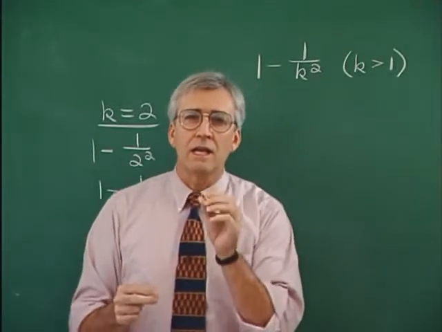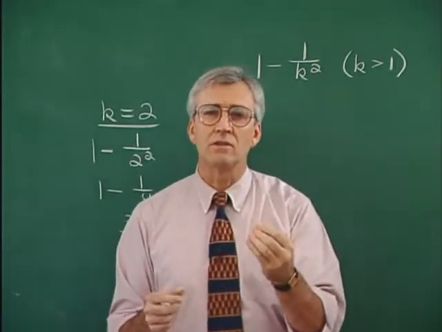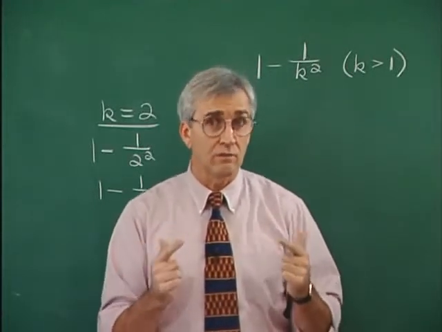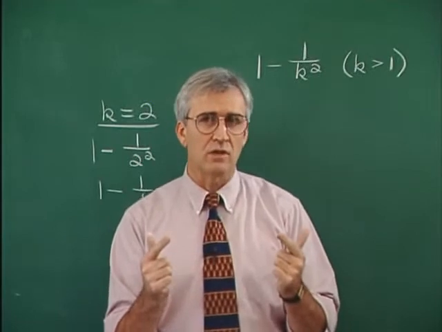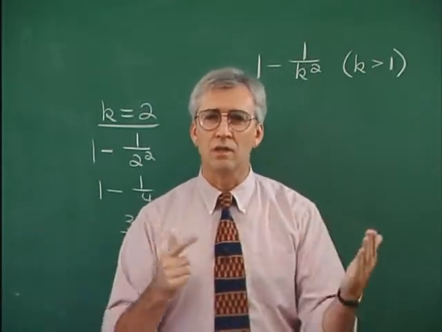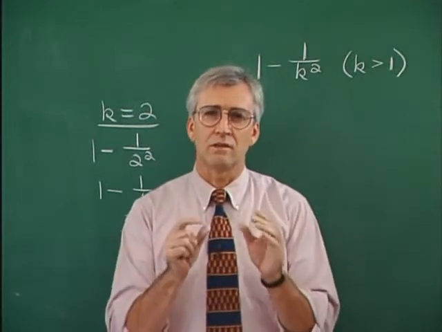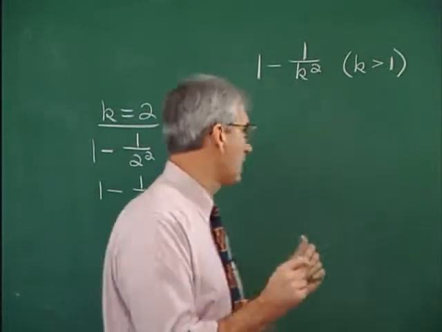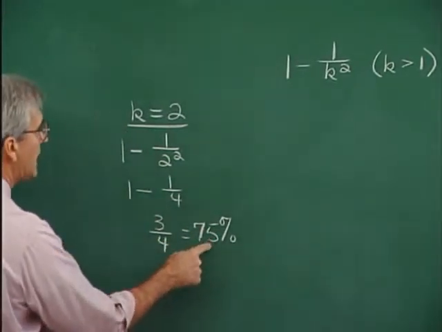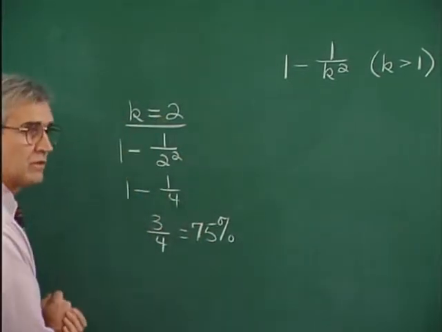But his conjecture is, or his theorem is, that at least a certain percent will fall within that range. And that's what makes it so important. It doesn't make any difference how skewed the data set is, the conjecture will hold true. Okay, so at least 75% of the data values will fall within 2 standard deviations of the mean.